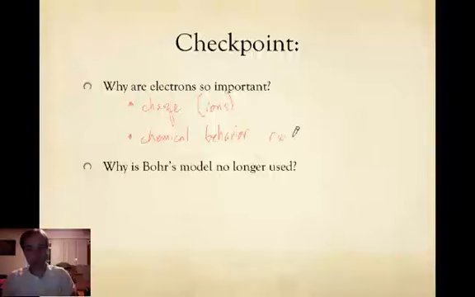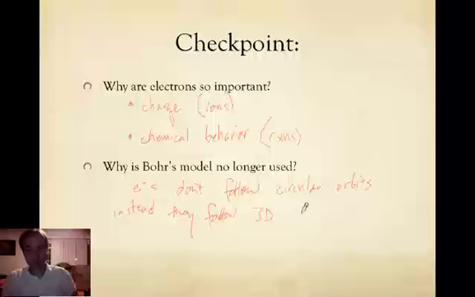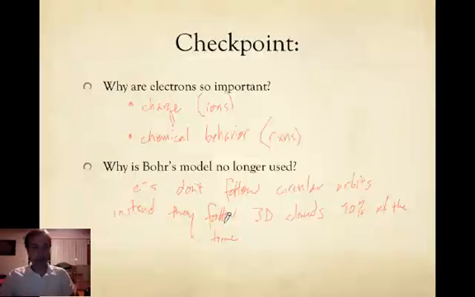determine chemical reactions. Okay, why is Bohr's model no longer used? Because it turns out electrons don't follow circular orbits. Instead we found out they follow 3D clouds. So in other words, they can be found in a 3D cloud 90% of the time. Okay, so that's our checkpoint.